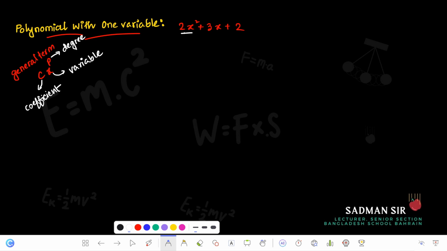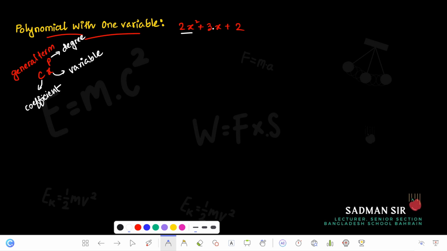Now the first one is very easy. We can see that here it's already in this form, like a coefficient, variable, then power. Here the coefficient is 2, the variable is x, and the power is 2. Now if I come to this one, you can see that coefficient is there, variable is there, but where is the power?